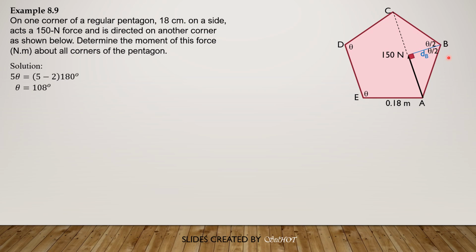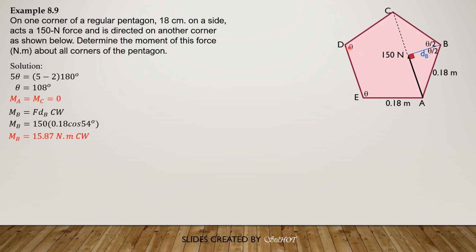And this is the perpendicular distance, which is equal to 0.18 times cosine of theta over 2. So this distance is 0.18 cosine of theta over 2. So the moment of the force about B is clockwise. So moment about A equals moment about C is 0, as expected. Moment about B is force times distance B. The force is 150, distance B is 0.18 cosine of 54. Theta over 2 is 54. So 150 times 0.18 cosine of 54. So moment about B is 15.87 Newton meter clockwise.